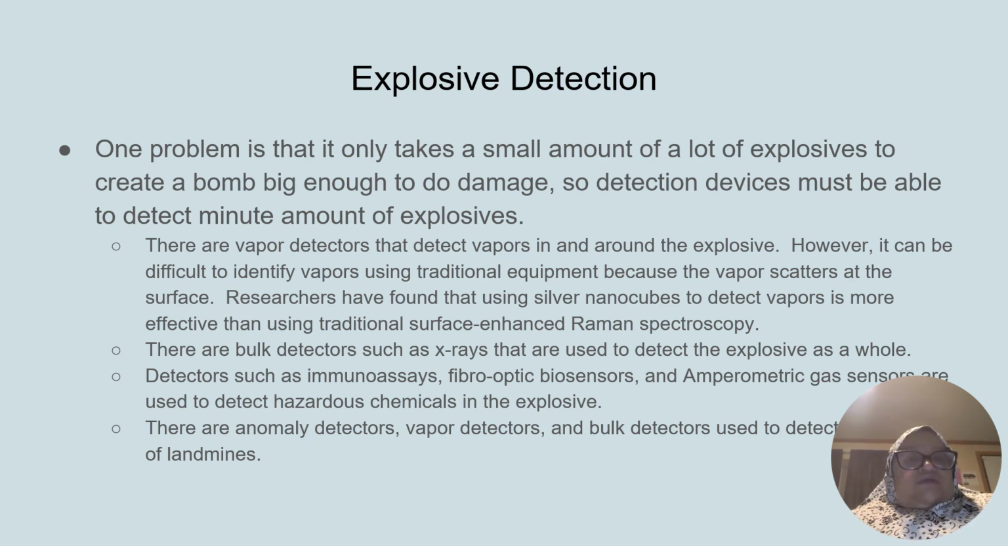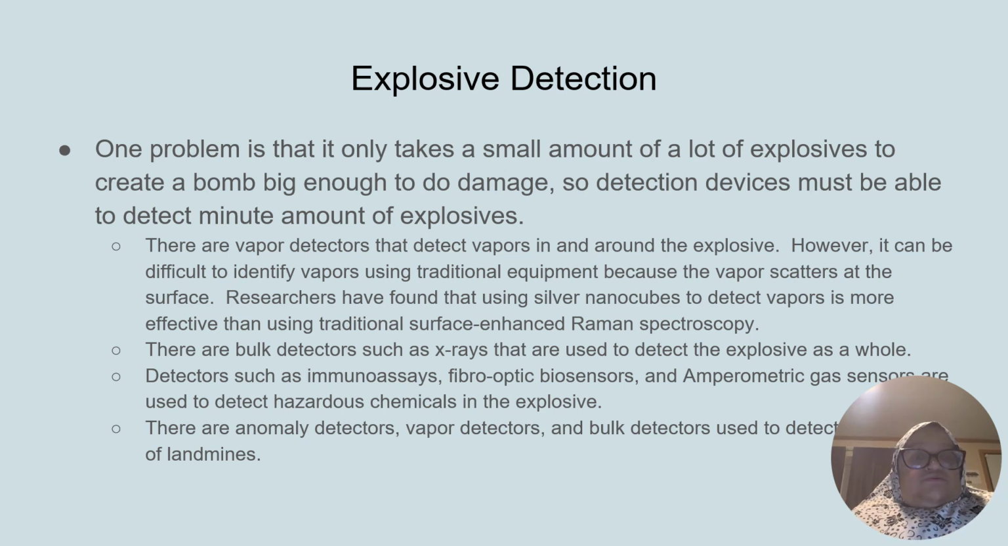First type of explosive detectors are called vapor detectors, and they detect vapors in and around the explosive. However, it can be difficult to identify vapors using traditional equipment because vapors scatter at the surface. In other words, where they touch the air, they spread out. Researchers have found that using silver nanotubes to detect vapors is more effective than using traditional surface-enhanced Raman spectroscopy.